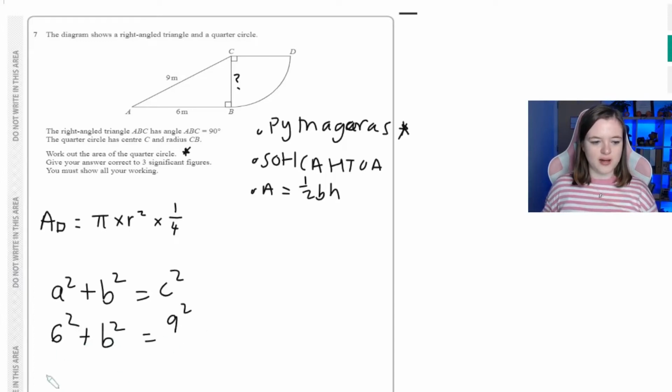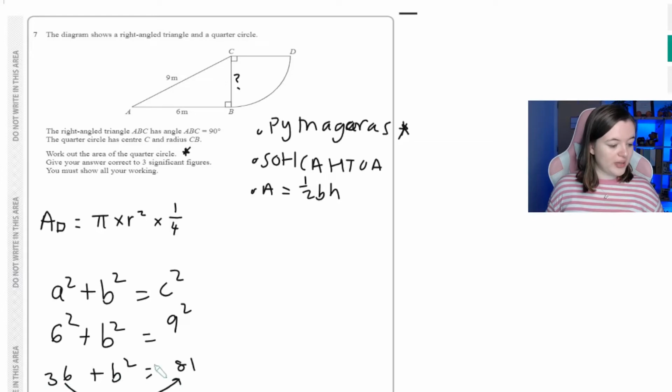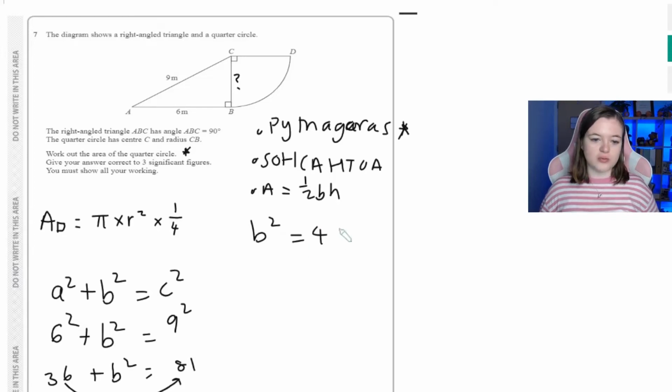So 6 squared is 36, plus b squared is equal to 9 squared, which is 81. Then I need to rearrange this to get b squared on its own. Right now 36 has been added to b squared, so we're going to do the opposite to get rid of it. So 81 minus 36 is 45. So I'm going to get b squared equals 45.